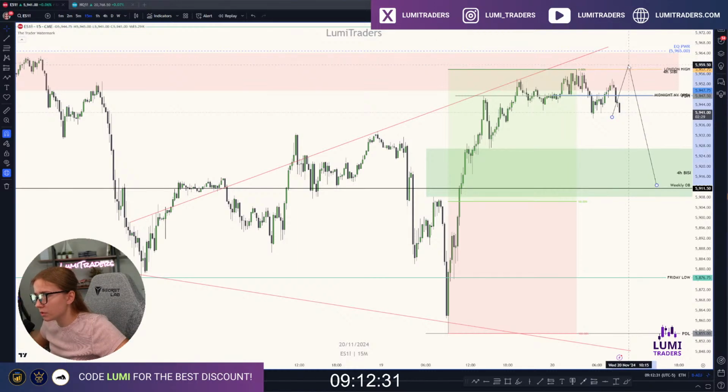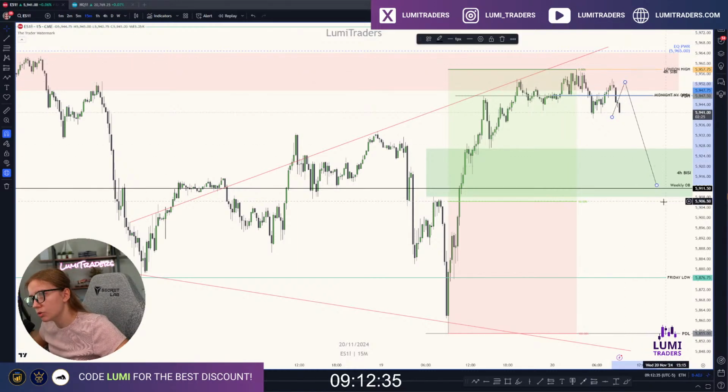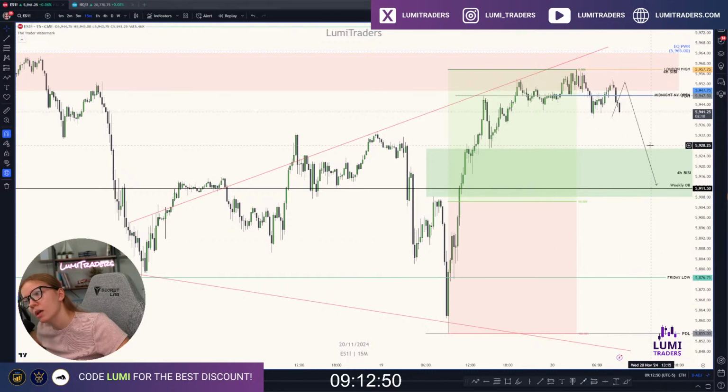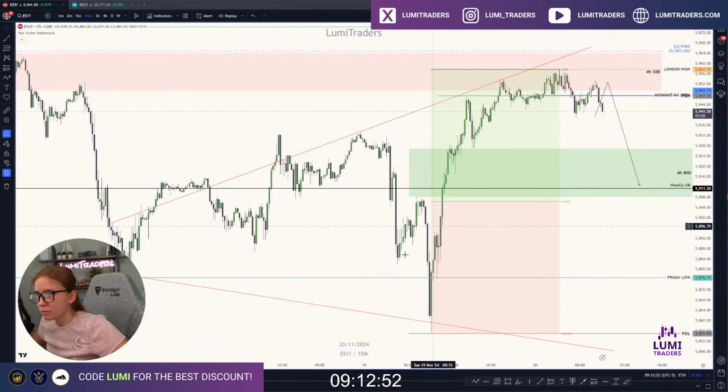Once again, at the open, we may possibly run this London high or just stay below New York midnight open and continue lower to take the 4 hour fair value gap. I guess it can be my first target for this morning. So let's see how we react from these levels. We still need to drop like 15-20 points down. So we will see. This is my plan for ES.